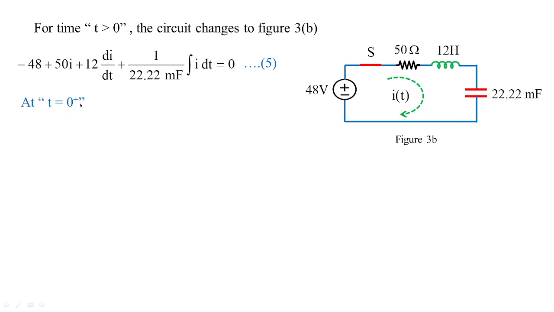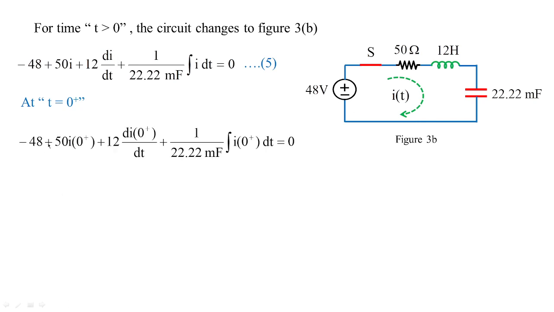Now at t equal to 0 plus, we need to obtain the di by dt of 0 plus value. So minus 48 plus 50 times I of 0 plus, plus 12 times di of 0 plus by dt, plus 1 by 22.22 millifarads integration of I of 0 plus dt, which is equal to 0. We just substitute the value of I of 0 plus in equation 5. With this substitution, minus 48 stays as it is, 50 multiplied by 0 will be 0, plus 12 di by dt, plus 1 by 22.22 millifarads applied with 0 dt is equal to 0.